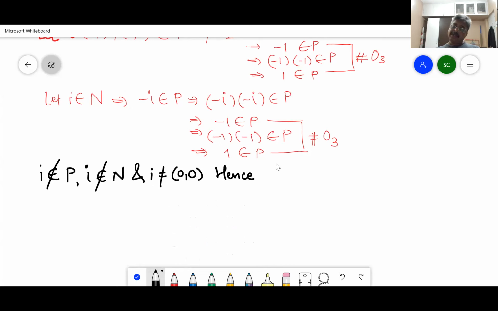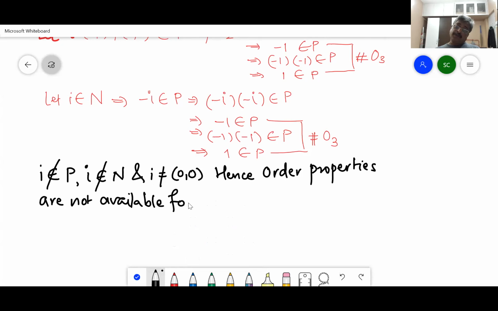Hence, order properties are not available for complex numbers. That is the price we have to pay for developing the new system. We have to pay a price for developing the new number system: we lose ordering properties.